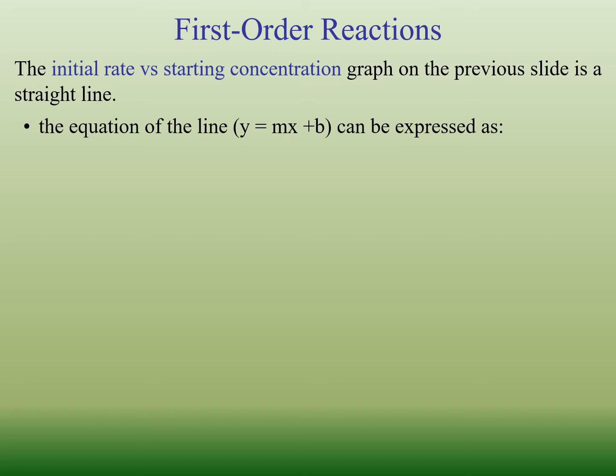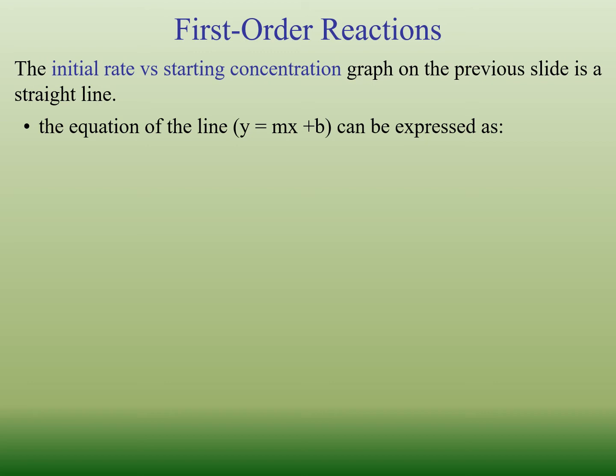Recall that the general equation for a straight line is y equals mx plus b. In this case, y equals the initial rate of reaction, m is the slope of the line, x equals the starting concentration, b equals the point at which the line crosses the y-axis, which is 0 in this case, because if concentration equals 0, then rate equals 0.